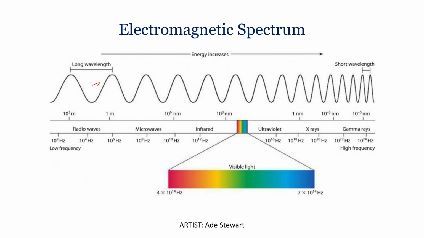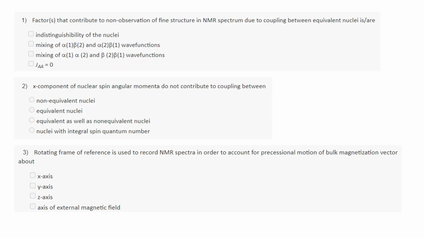Let us move to the assignment 12 problems. First we'll start with this. There are 6 or 7 problems, and the solution is already with you; we'll try to discuss them. The first question says: the factor or factors that contribute to the non-observation of fine structure in the NMR spectrum due to coupling between equivalent nuclei is or are.